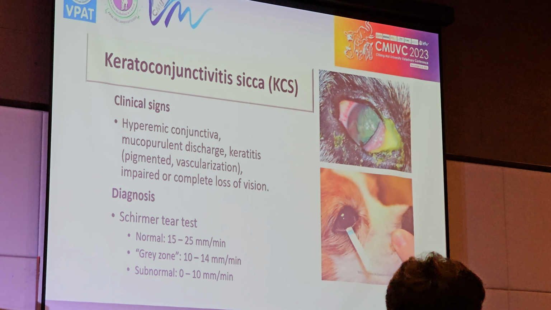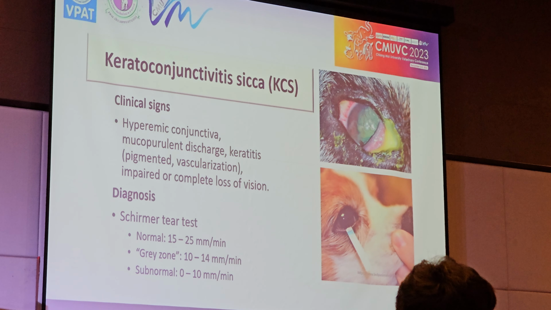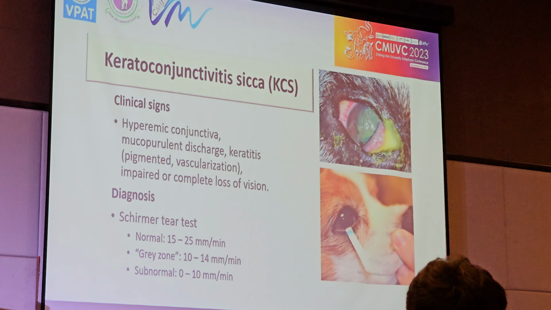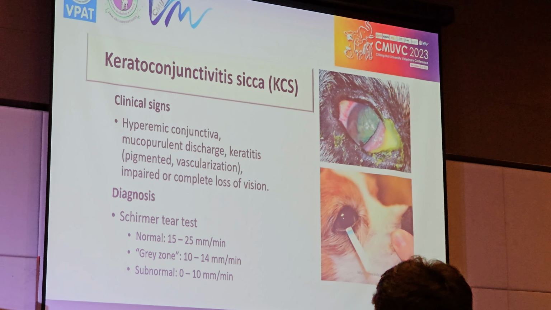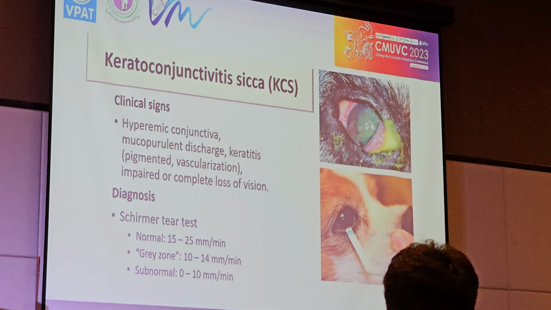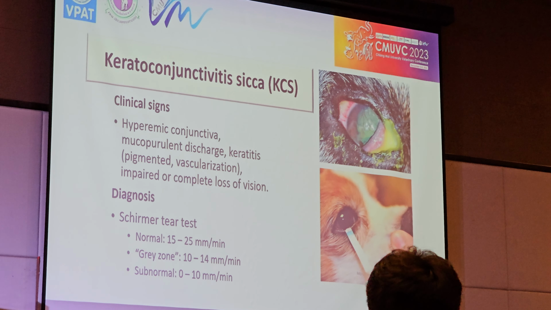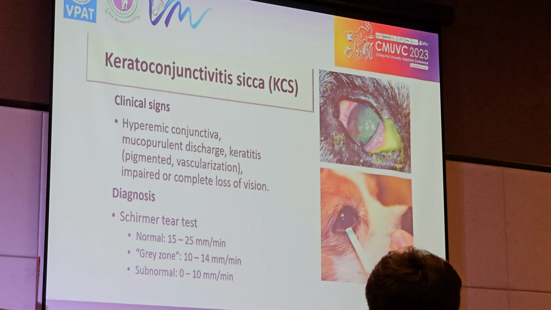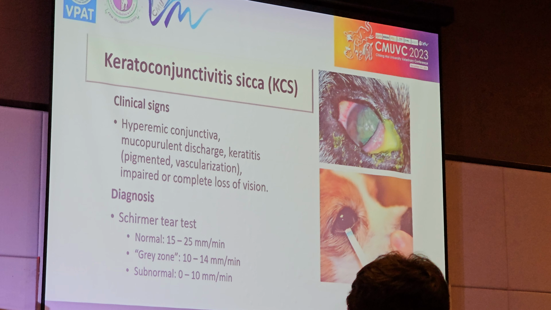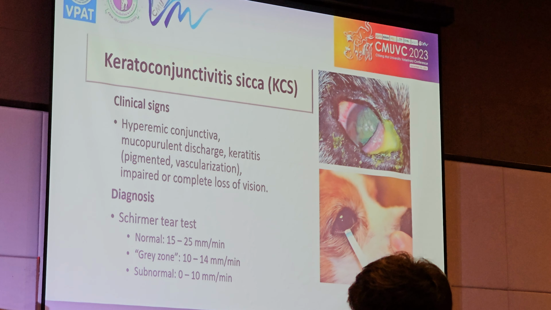And the last one is keratoconjunctivitis sicca, or KCS, or dry eye, whose clinical signs include hyperemic conjunctiva, mucopurulent discharge, keratitis with hyperpigmentation or corneal vascularization, and impaired or complete loss of vision due to the pigmentation or covering of the cornea, like the presentation before. The diagnosis can be done by the Schirmer test, where the normal level is about 15 to 25, the gray zone is about 10 to 14, and the subnormal is 0 to 10 millimeters in 1 minute. So I already performed the measurement.